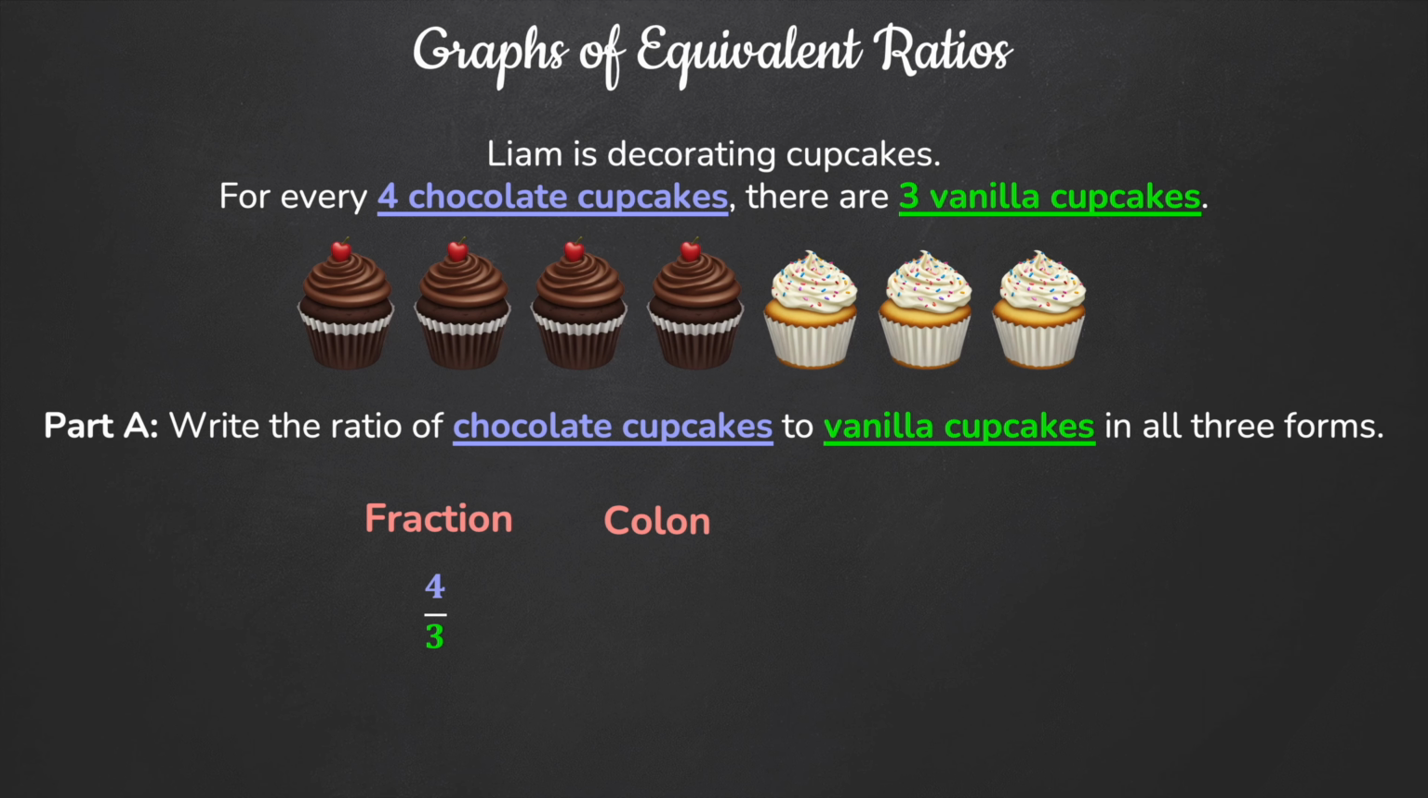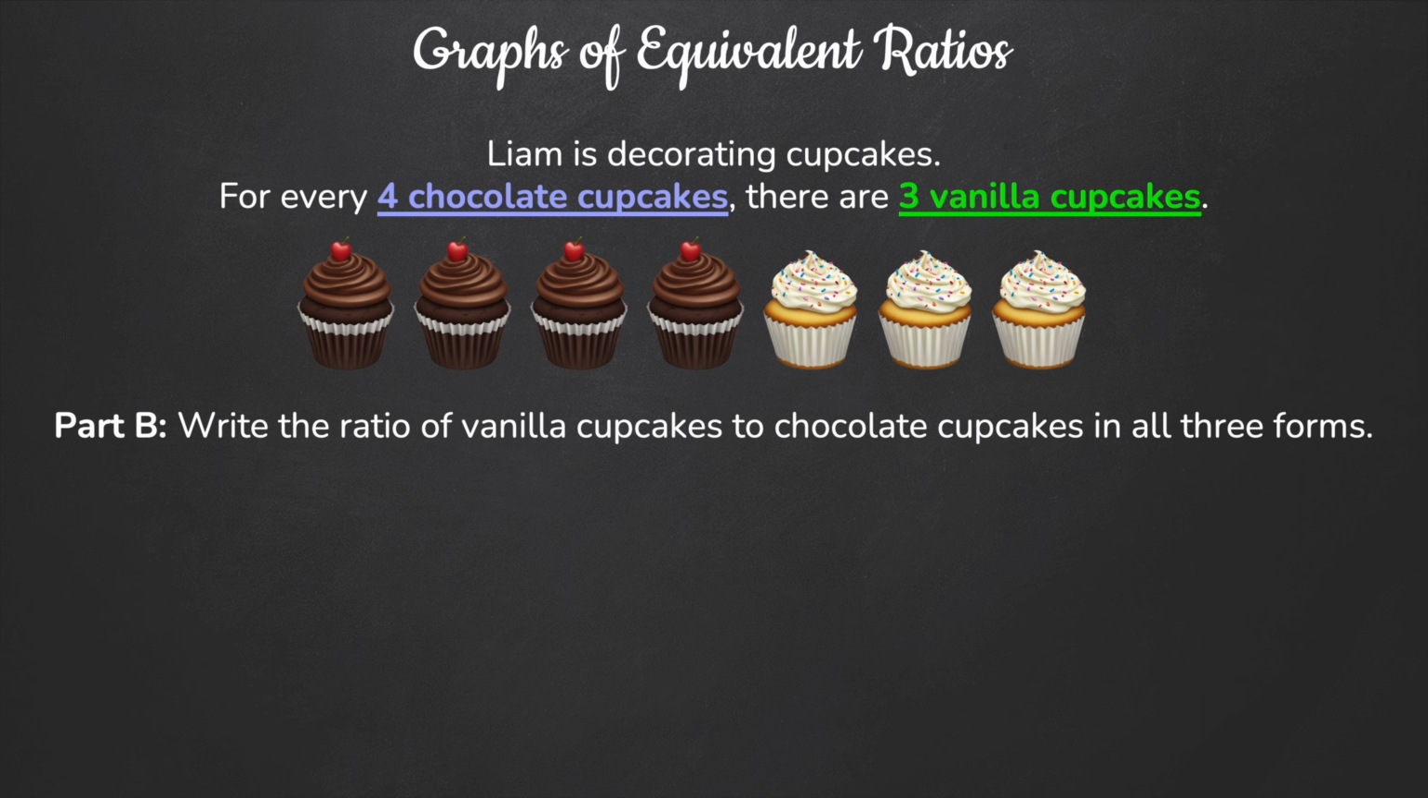Next, we're going to write a ratio using a colon. And again, because the ratio is chocolate cupcakes to vanilla cupcakes, we're going to first write down 4 and then colon 3. And then finally, we're going to write this in word form. And because chocolate cupcakes is first, the 4 comes first, so it's 4 to 3.